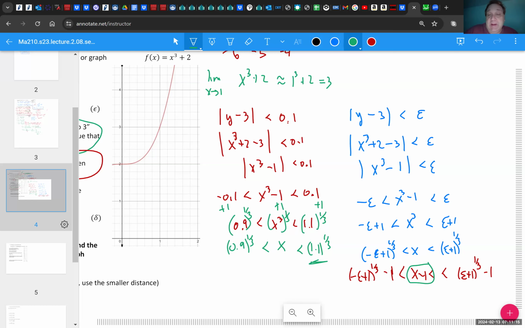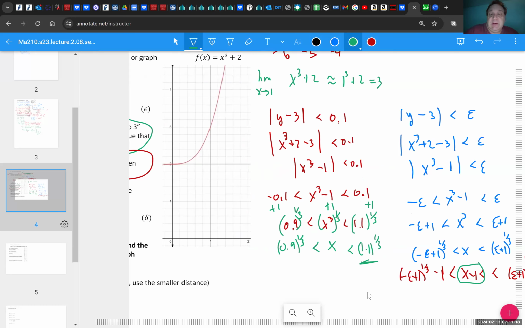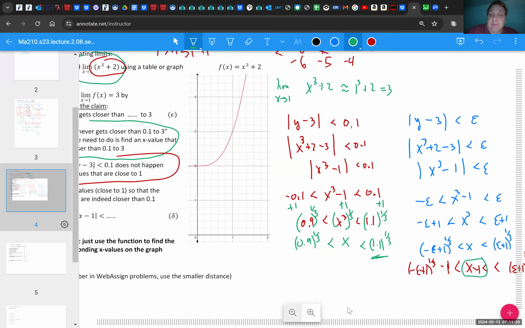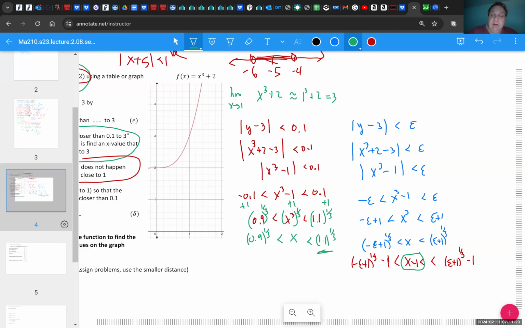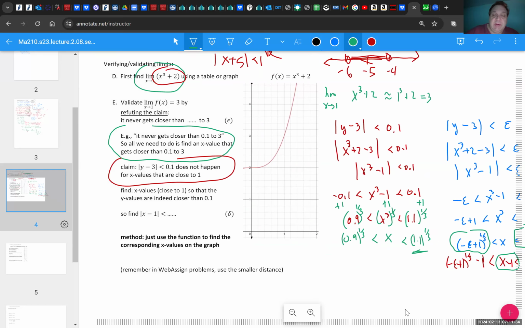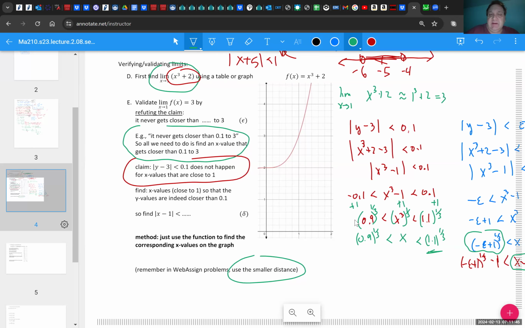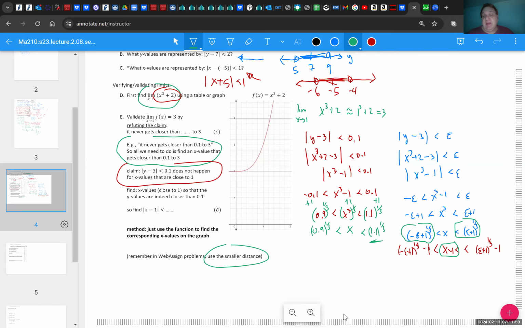If you're asked to put in one answer, which you are sometimes in WebAssign, you just have to put in the smaller answer. So numerically, we would look at these two values, and we would take the smaller one. So just always remember to take the smaller distance if they ask you to put in the one answer for the distance away from x that you need to be. All right, so that's the example where we kind of saw it coming already. I wanted to show you the example with a number in it, and an example with a letter in it, so you can see how that's done.